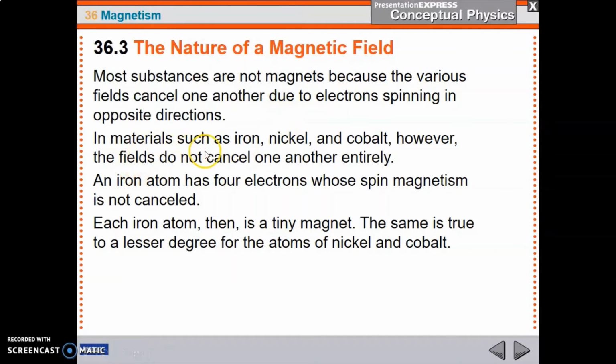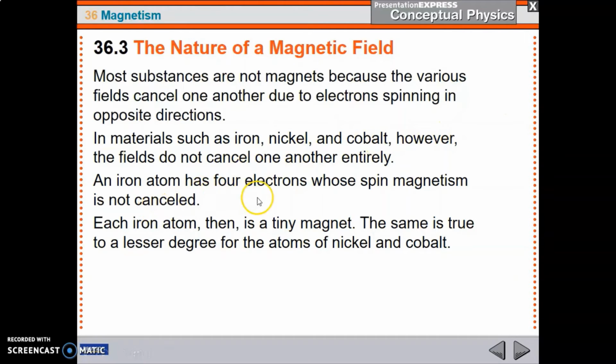In materials such as iron, nickel, and cobalt, however, the fields do not cancel one another entirely. An iron atom has 4 electrons whose spin magnetisms are not canceled. Each iron atom, then, is a tiny magnet. The same is true to a lesser degree for the atoms of nickel, cobalt, and several others.